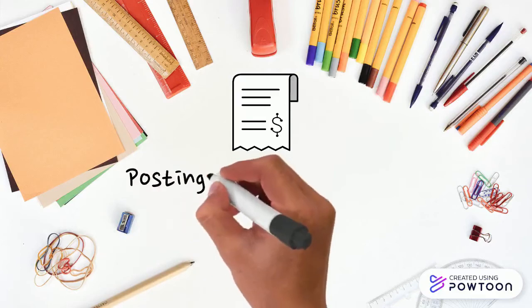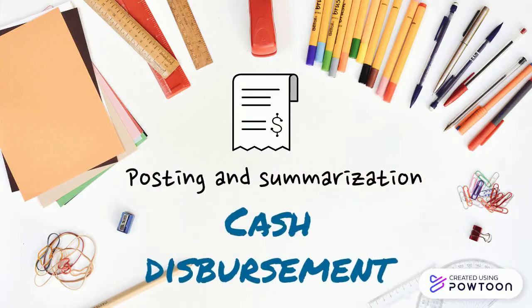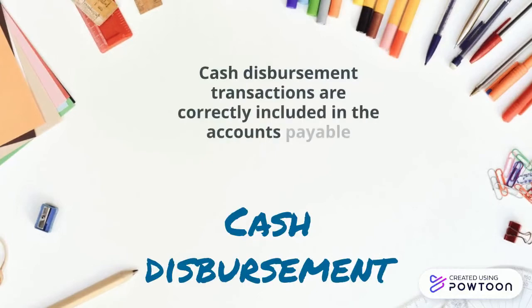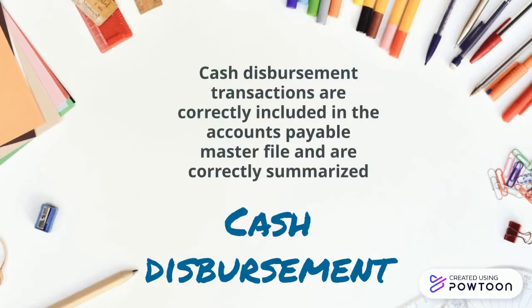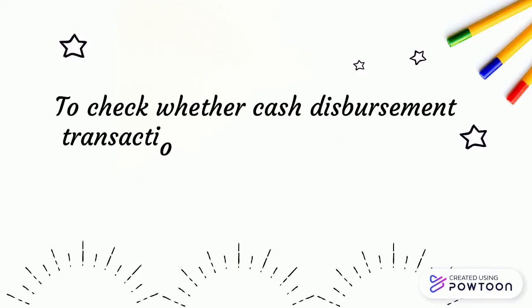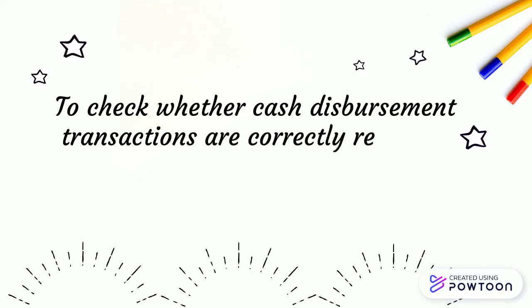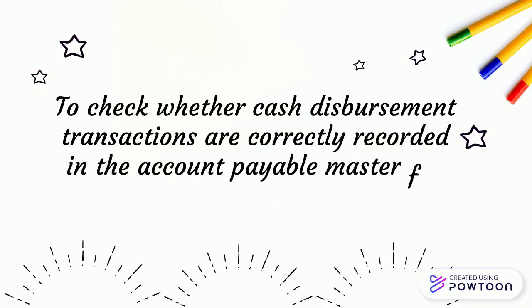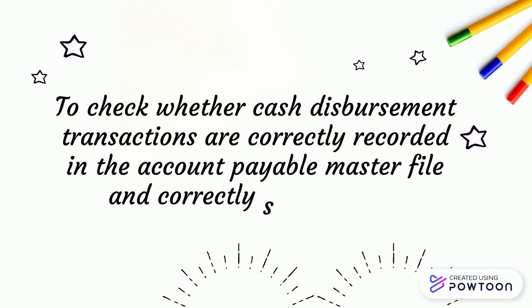Again, we will explain about the posting and summarization point, but this time in terms of cash disbursement. Cash disbursement transactions are correctly included in accounts payable master file and are correctly summarized. Next is about audit objective. The audit objective for this case is to check whether cash disbursement transactions are correctly recorded in accounts payable master file and correctly summarized.